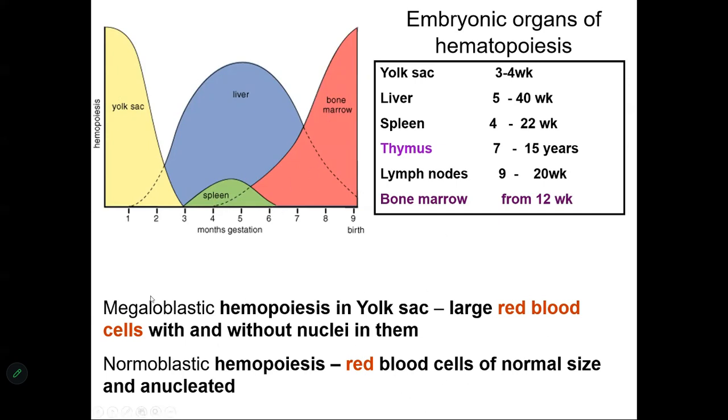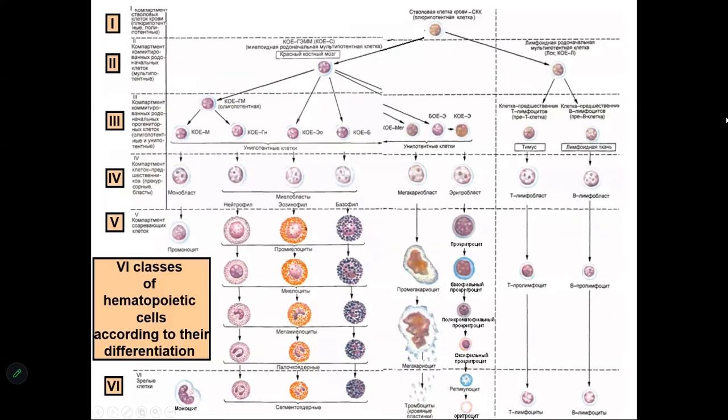At first, as megaloblastic hematopoiesis in yolk sac, when the diameter of erythrocytes is more, and sometimes with nuclei, and normoblastic by the birth and after the birth in normal red blood cell of normal size. And this picture illustrates the stages of hematopoiesis.